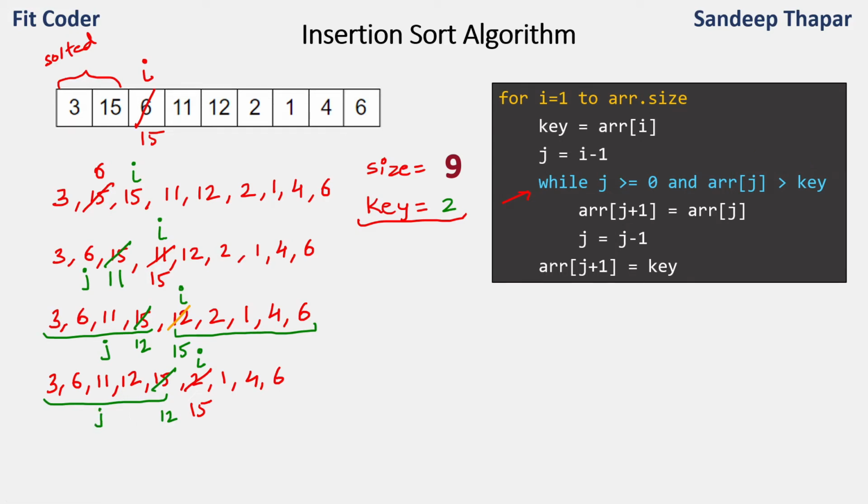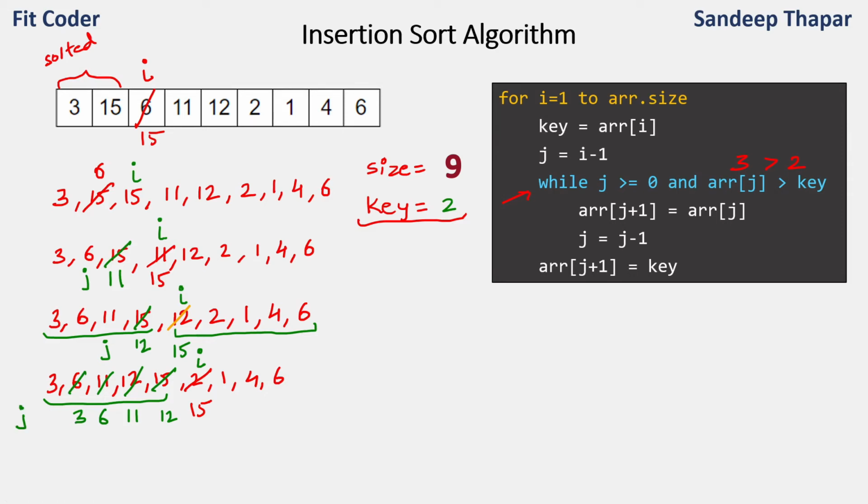In the next iteration, we'll compare array of j which is 11 with the key which is 2. So this is also true. So we'll change this 12 to 11 and we'll decrement j to point to 6. Now in the next iteration, we'll compare array of j which is 6 with the key which is 2. So this is also true. So we'll change this 11 to 6 and decrement j to point to 3. In the next iteration, we'll compare array of j which is 3 with the key which is 2. So this is also true. So we'll set this 6 to 3 and we'll decrement j.